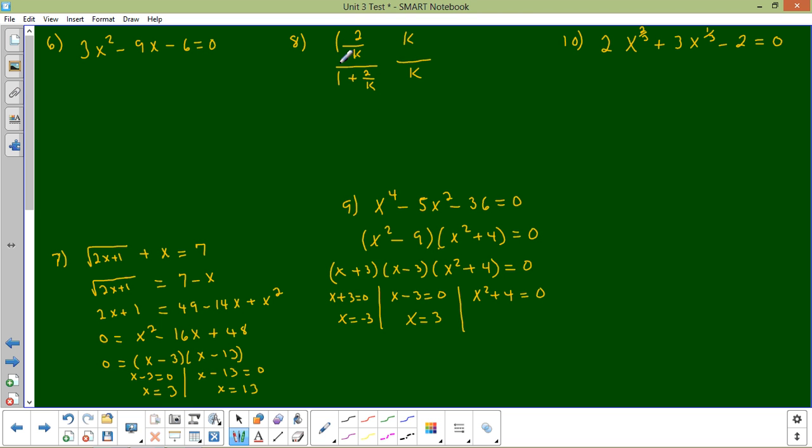Now, in the numerator, when you multiply 2 over k times k, that's going to give you just a 2, right? So we're multiplying by a form of 1. We're not changing the value of the whole fraction. And in the denominator, when you multiply by k, you're going to have to distribute. So 1 times k is going to be k, and 2 over k times k, just like in the numerator, is going to be a plus 2. So there's your answer, right?